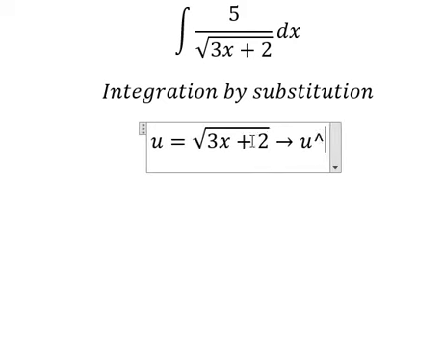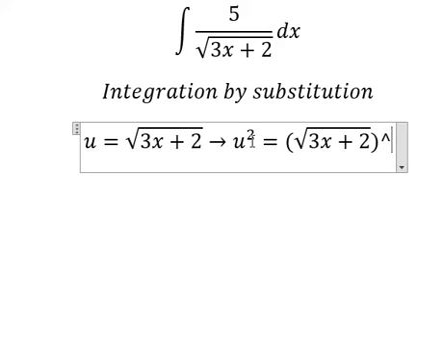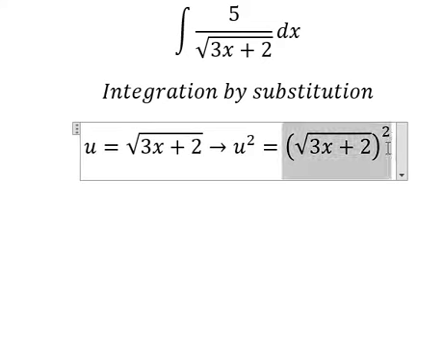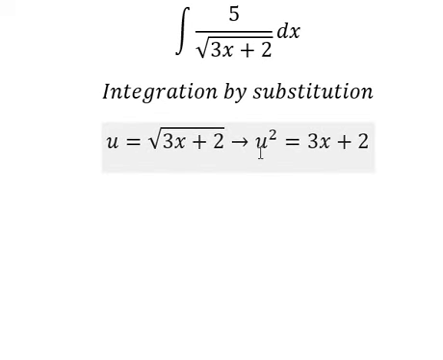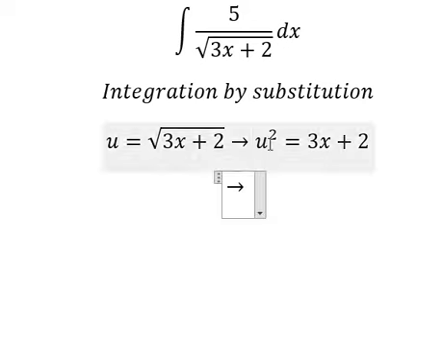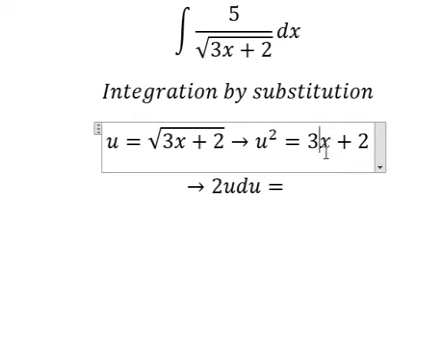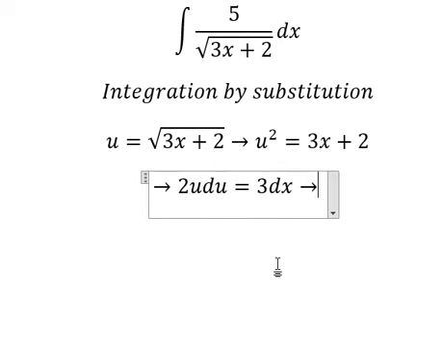Later, we square both sides to cancel the square root. Next, we can take the first derivative of both sides. So for this one, we have 2u du. This one, we have number 1, so we have number 3 ds.